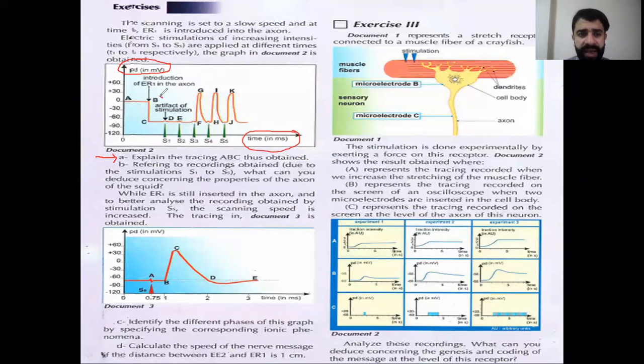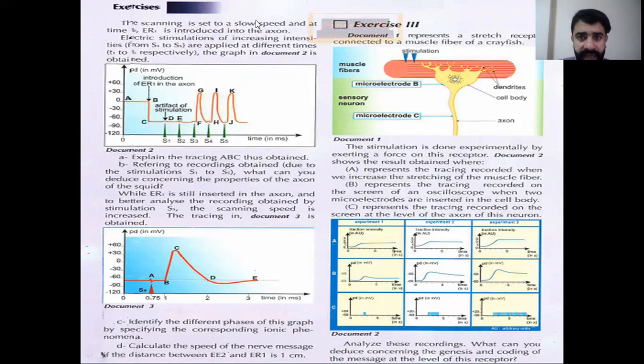In AB, we don't have any potential difference. The potential difference is equal to 0 millivolt. Here both electrodes are placed on the outside of the axon. Remember, when we place them both on the outside, we don't have any potential difference. Even if we place both of them on the inside, we'll have no potential difference. The potential difference will exist when one electrode is on the internal side and one on the external side. So in the tracing AB, there is no potential difference because both electrodes are placed on the external side of the axon.